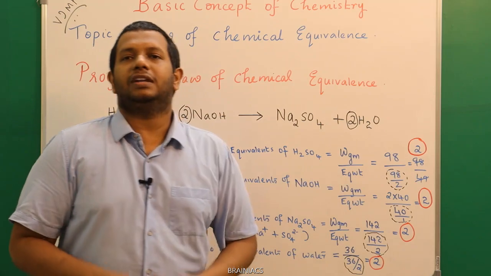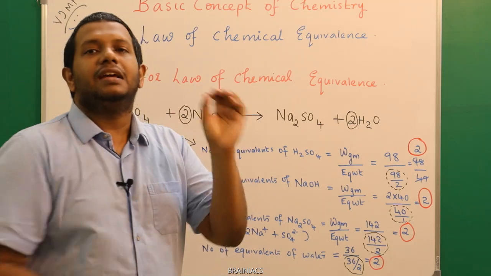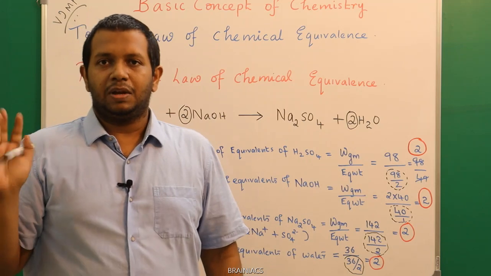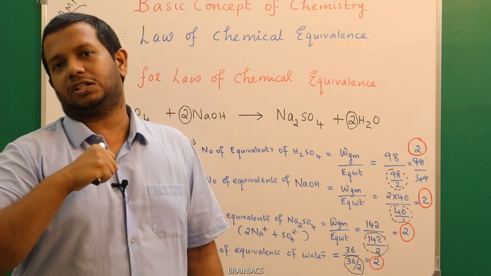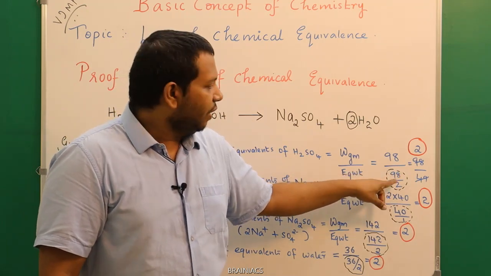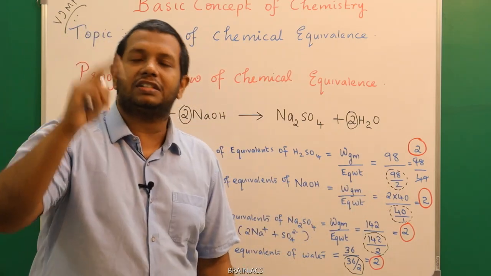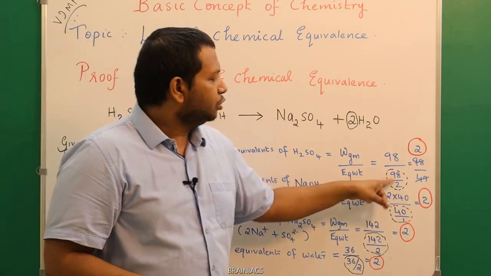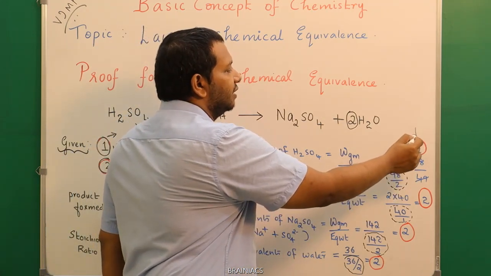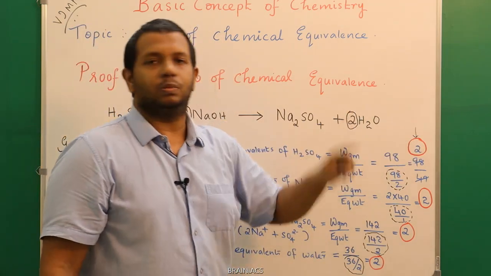Divided by equivalent weight. How can you calculate the equivalent weight of an acid? You already know equivalent weight of an acid is equal to molecular weight divided by basicity. Basicity is the number of replaceable hydrogen. So equivalent weight is molecular weight, that is 98, divided by basicity. Basicity is 2, because in H2SO4, 2 hydrogens are replaceable. So 98 by 2 I am substituting. This cancels off and 2 will come in the numerator. That's why I can say the number of equivalents of H2SO4 used in the reaction is 2.